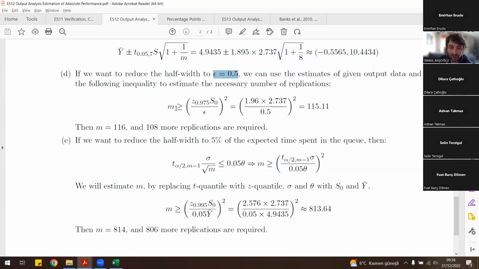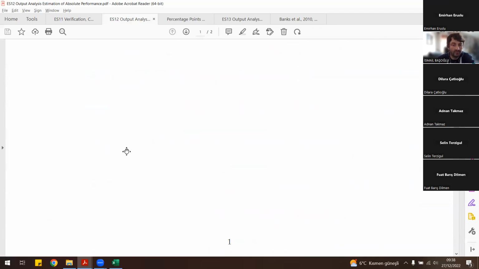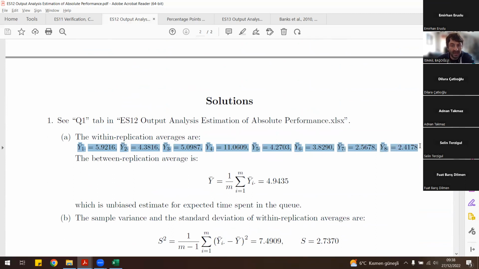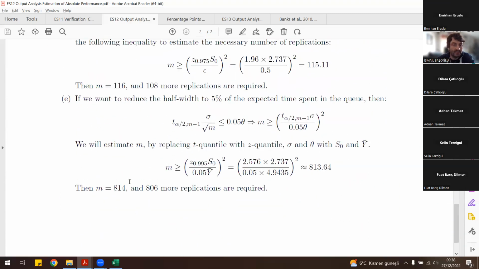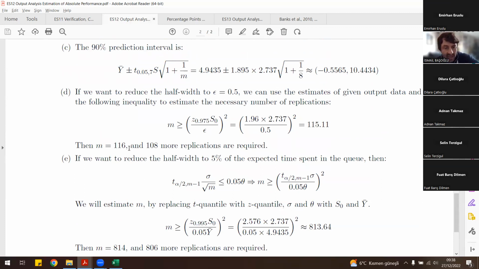The number of replications that you need to perform is definitely to be greater than or equal to 115.11. Obviously, we are going to choose an integer result because the number of replications can only be an integer. So this means the number of replications should be at least 116. We have already performed 8 replications. If the number of replications is supposed to be 116, then we need 108 more replications here to get a half-width which is no larger than 0.5.